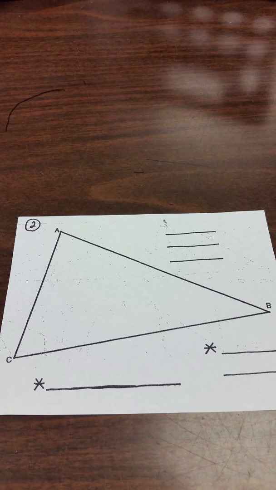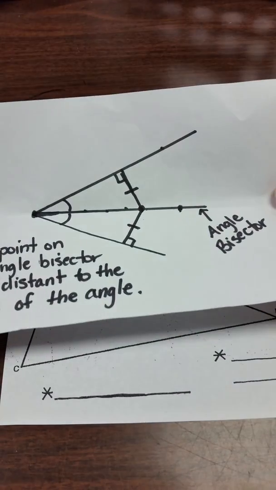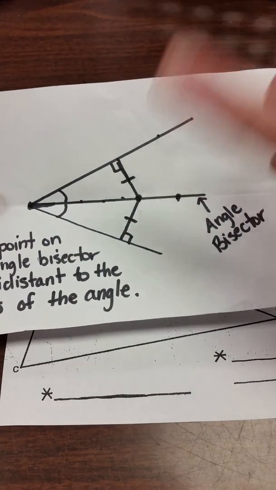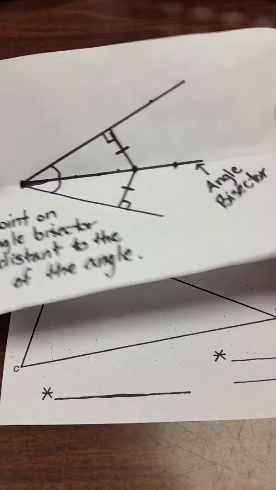Alright, now we're going to make angle bisectors on triangle 2. So make sure you have the triangle that has the 2 in front of it. And just like we did on this card where we had the 2 angles, to find the angle bisector, we took this side and folded it on top of that side. We're going to do the same thing.